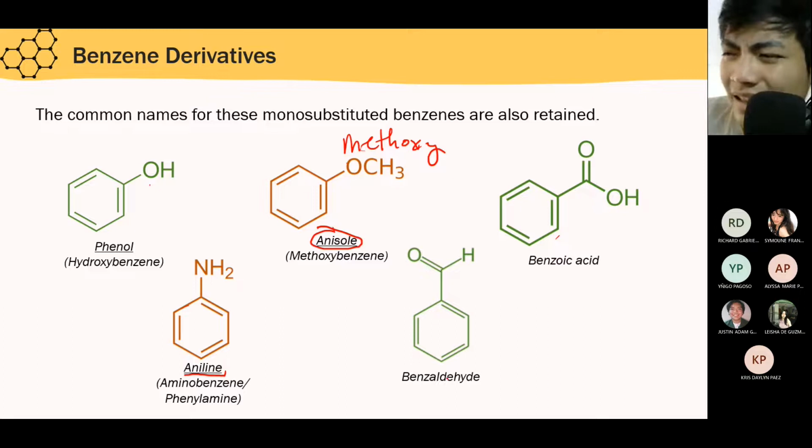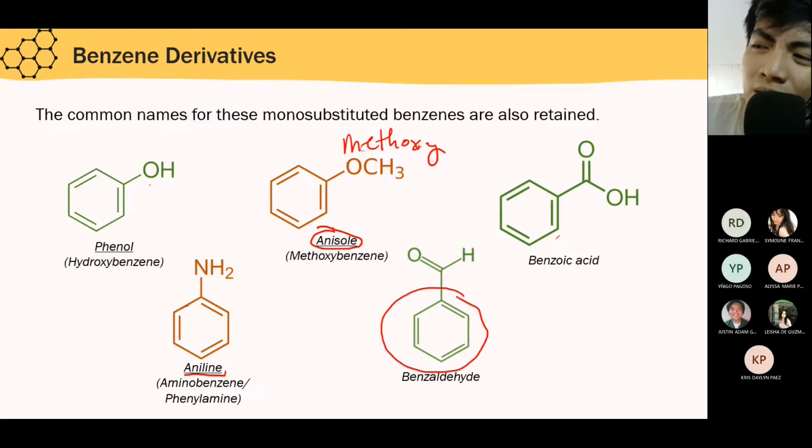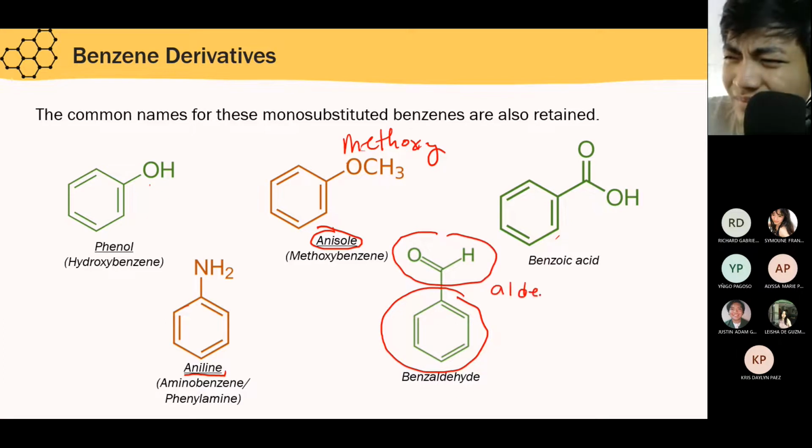And then, of course, last one, we have the benzaldehyde. Similar with benzoic acid, no? Yung kanyang IUPAC name and the common name ay iisa. Benzaldehyde, you have a benzene, and you have an aldehyde here. You have a benzene ring and the aldehyde here. So that's benzaldehyde.